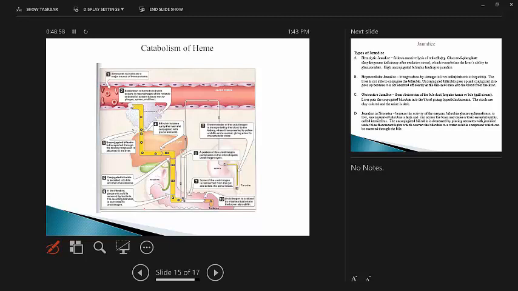So, for instance, if you have a drug which hangs around for a long period of time, part of it can be that it's in the enterohepatic circulation. So it will be hanging around for a long period of time. So that is what it is.